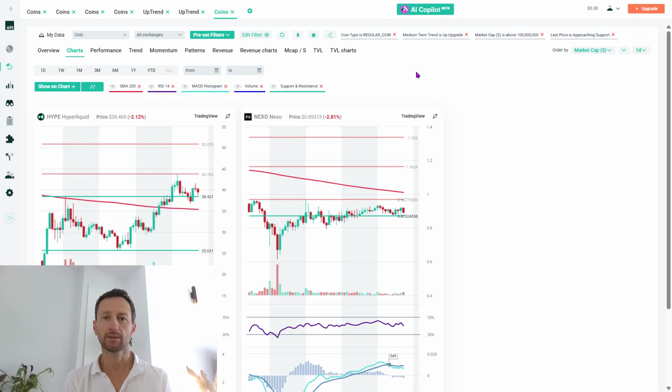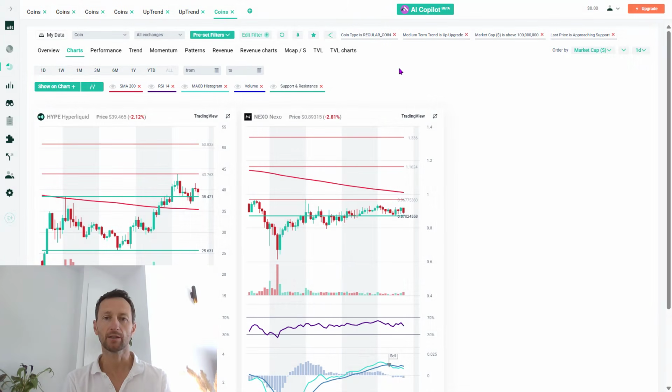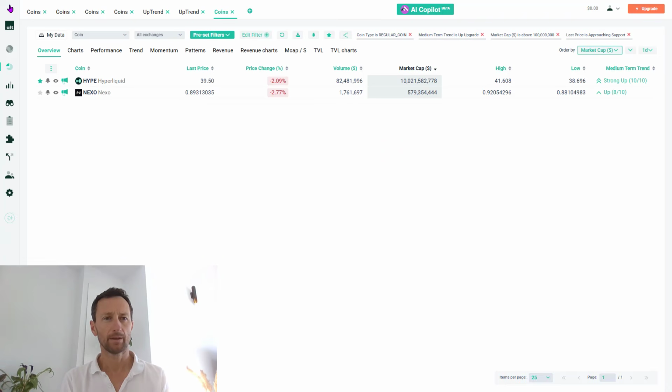So that's another modification or option for you to do. And you can also create a filter, an alert, so you get alerted of these types of situations in the future.